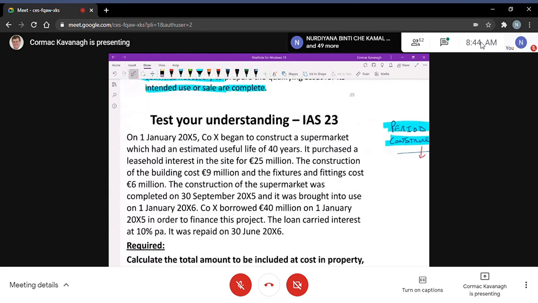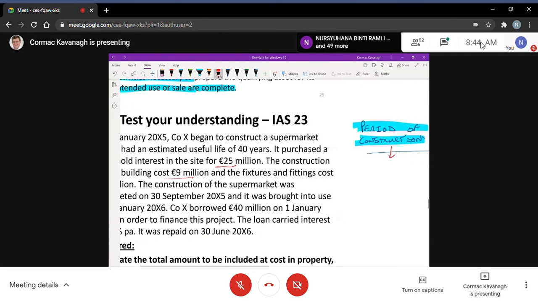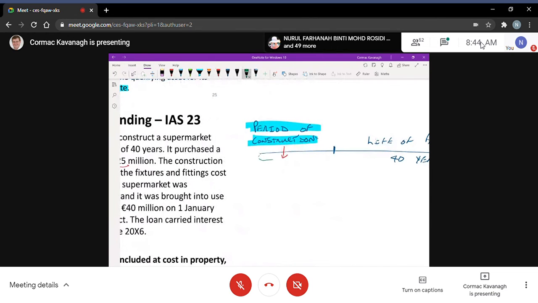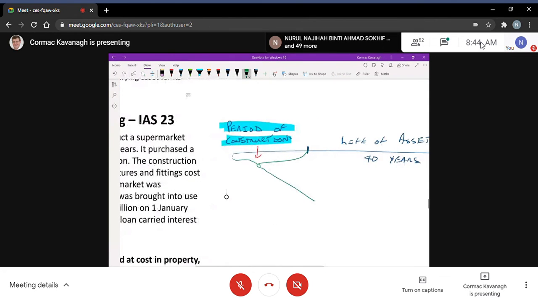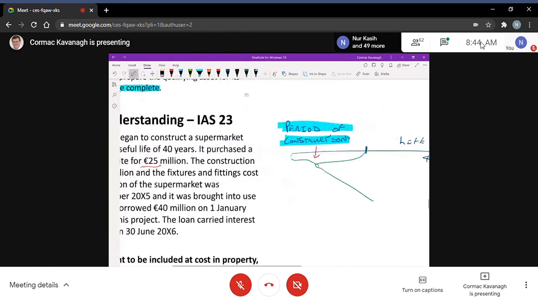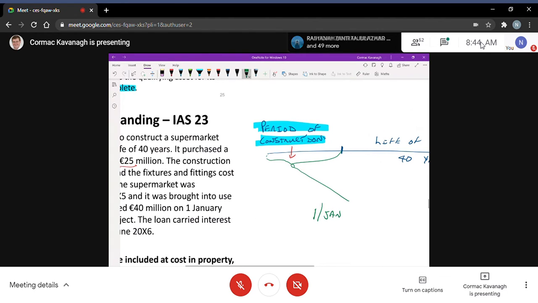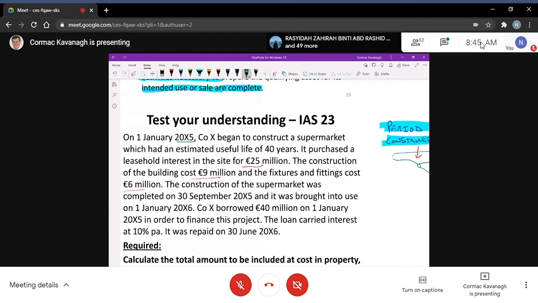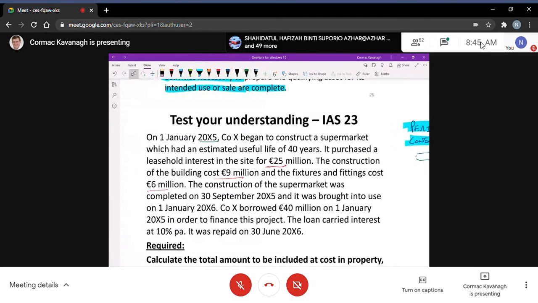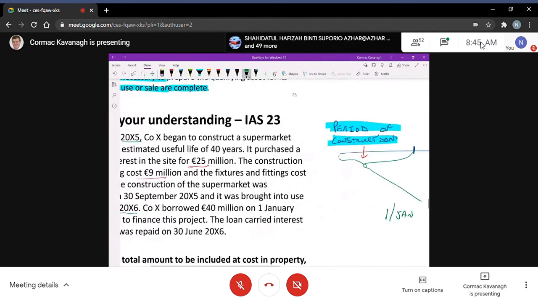So it purchased the leasehold interest in the site for 25 million, construction costs of 9 million, and fixtures and fittings of 6 million. The construction was completed. During this period, we take this period and we expand it. It starts from the 1st of January 20X5, and it was brought into use on the 1st of January 20X6.